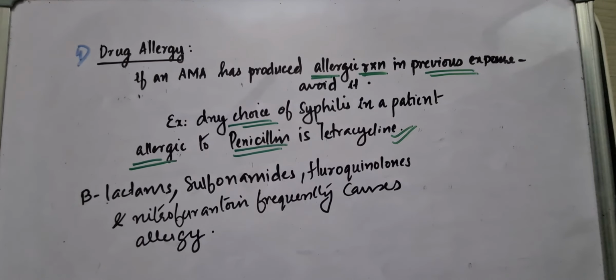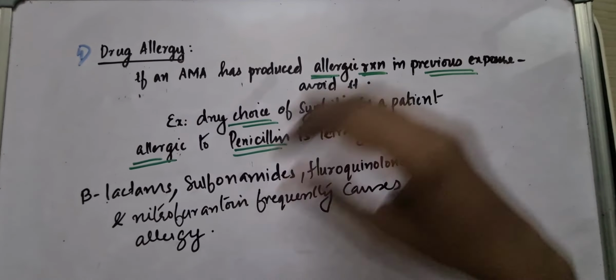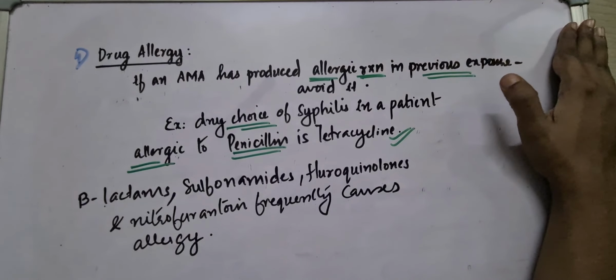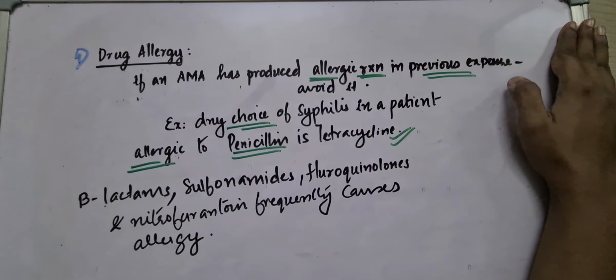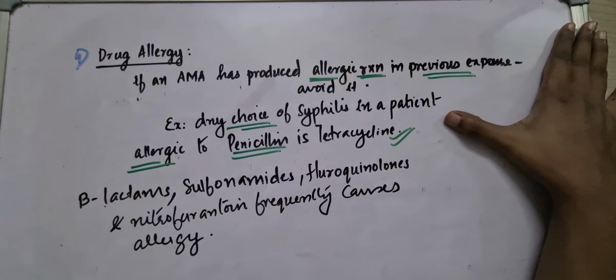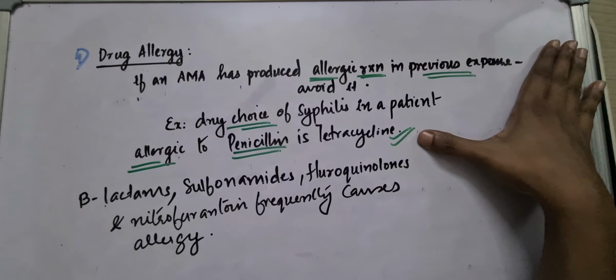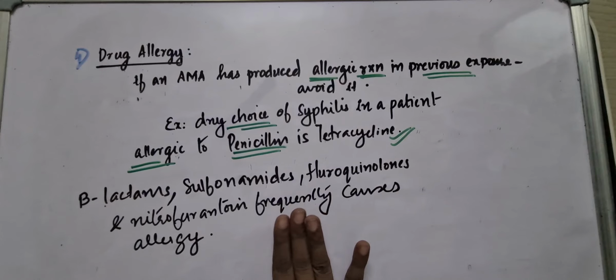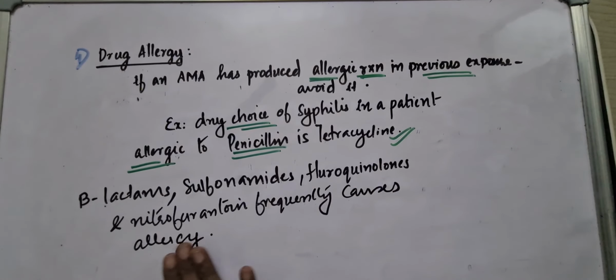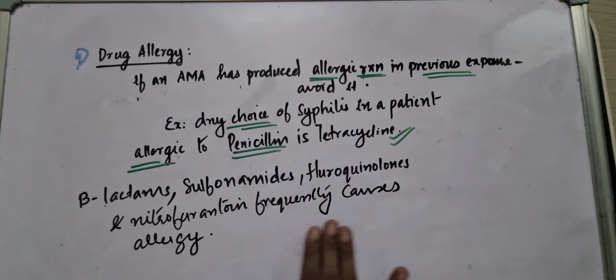Next one is drug allergy. If an antimicrobial agent has produced allergic reaction previously, it has to be avoided in that patient. For example, if a patient is having syphilis and he is allergic to penicillin, then the choice of drug will be tetracycline. Beta-lactams, sulfonamides, fluoroquinolones and nitrofurantoin are notorious for causing allergy.